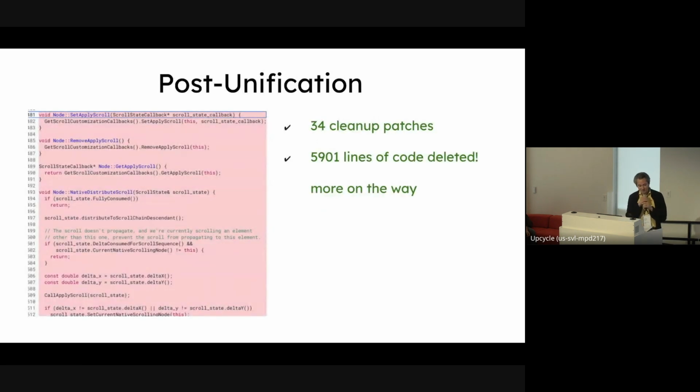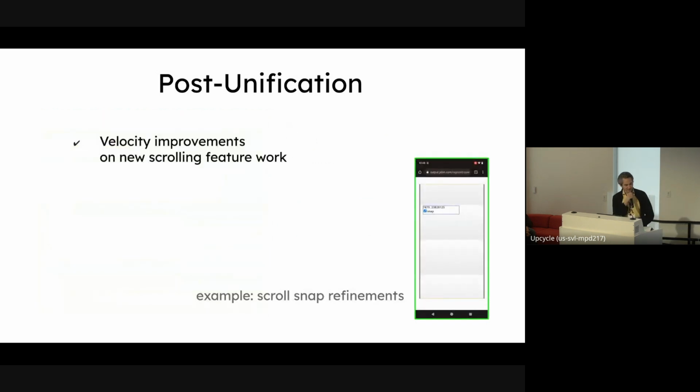Now that unification is shipped, we're doing my favorite part, which is getting rid of all of the old main thread scrolling code. So we've deleted almost 6,000 lines of code already, and there's still a bit more to go, I think. And we're already seeing velocity improvements from unified scrolling. I was working on some new scroll snap stuff recently, and I only had to do it once. That's amazing, right? Because before, every scrolling change, you had to do it twice. Do it for the main thread here, and then do it for the compositor thread over there. But now we can get things done twice as fast.